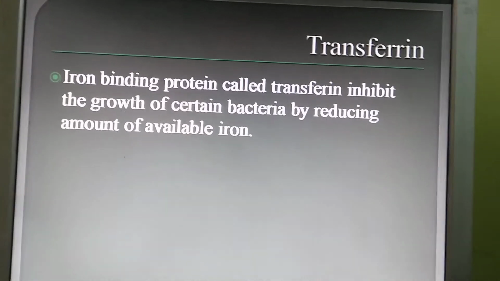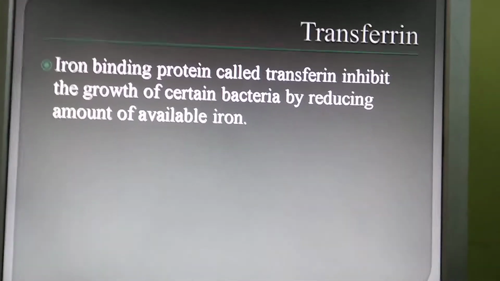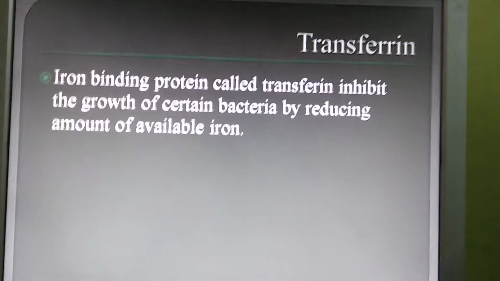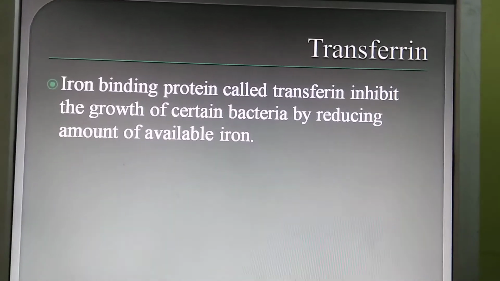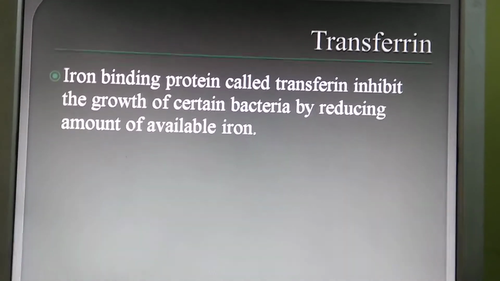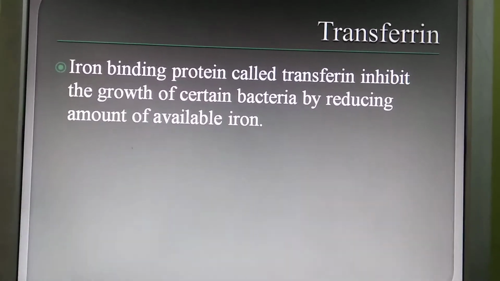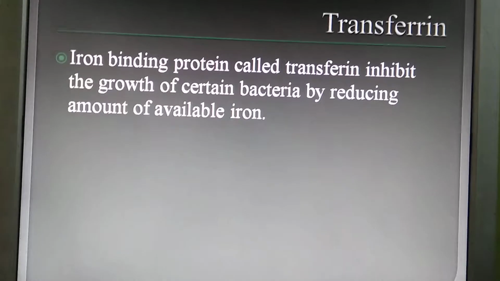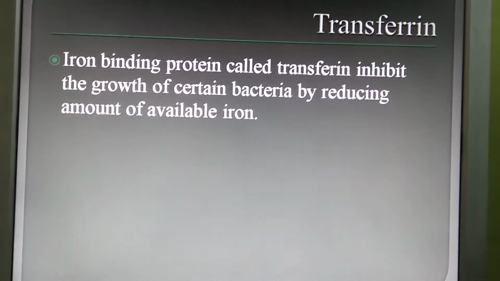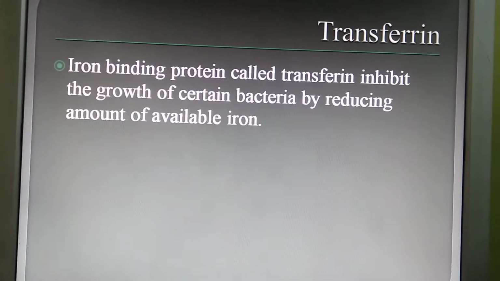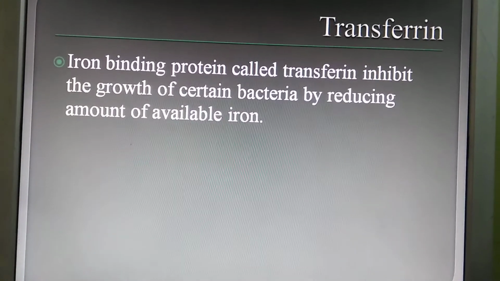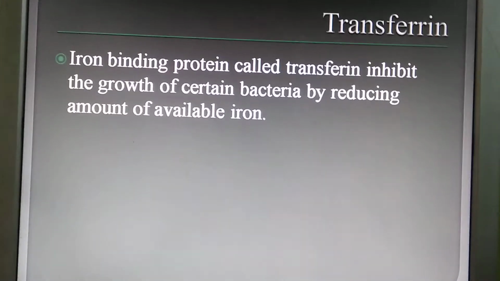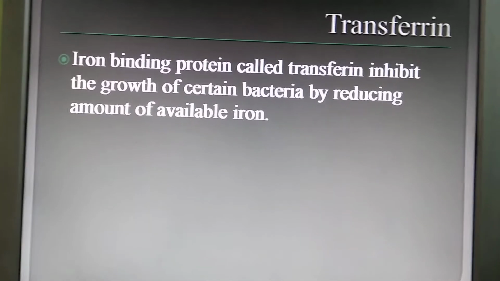Then transferrin. We have seen during the breakdown of hemoglobin that heme and globin are separated into different forms. Heme consists of an iron portion and a non-iron portion. The iron portion of heme is concerned with transferrin. The iron-binding protein called transferrin inhibits the growth of certain bacteria by reducing the amount of available iron.